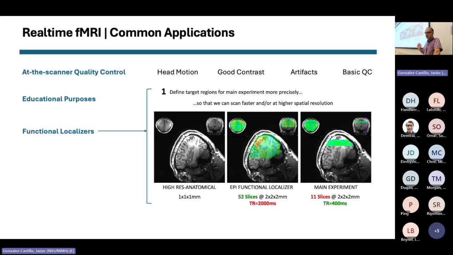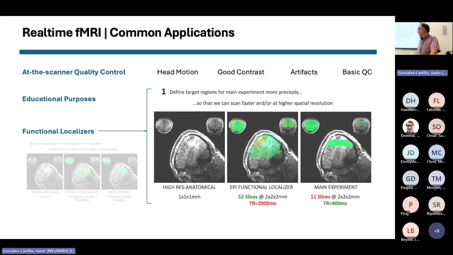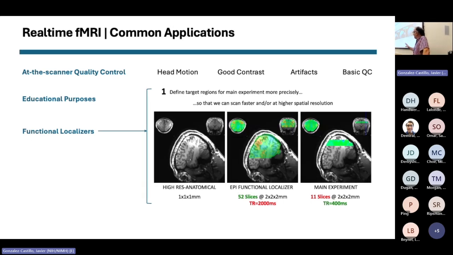Functional localizers. So many times you are interested in a very particular aspect of the brain, or you really want to push your temporal or spatial resolution, so doing a full brain scan is just not an option. What real time allows you is to have a couple of localizers with your task of interest at the scanner. You can run it, you can do the statistical analysis, and decide that for your main experiment, all you need is this slab of tissue. And therefore, you can go perhaps from a TR of 2 seconds to a TR of 400 milliseconds. That you can only do with real time.